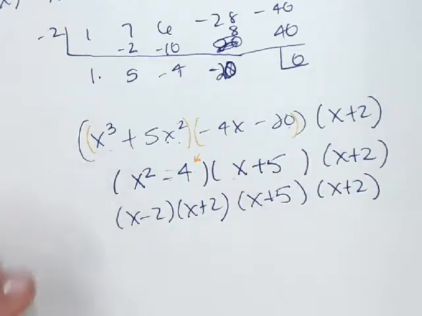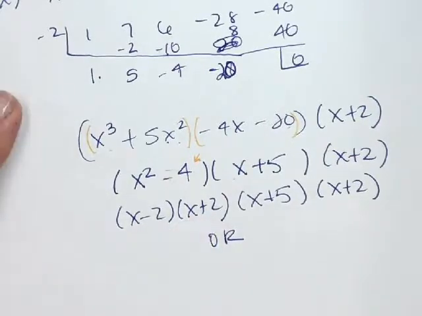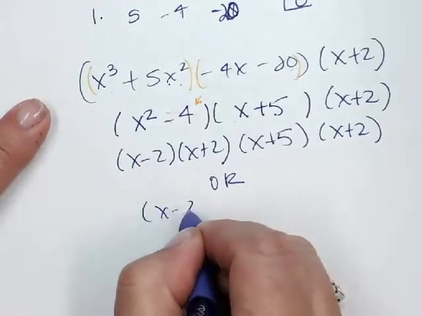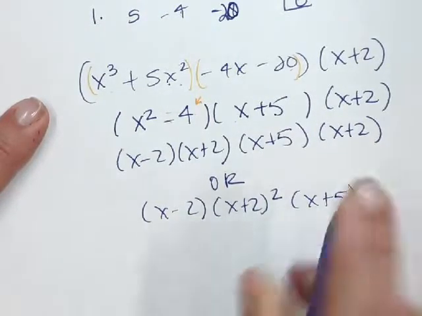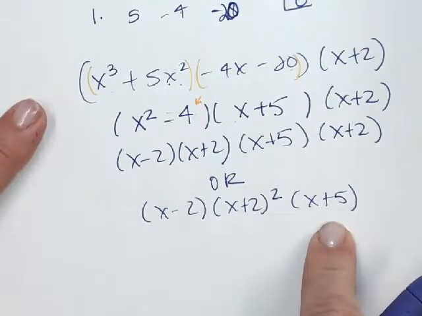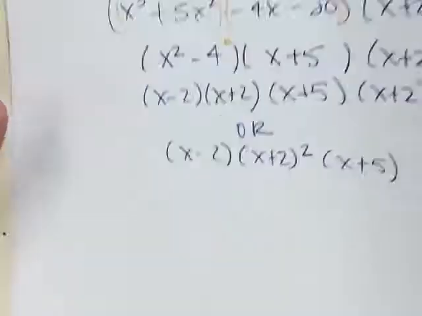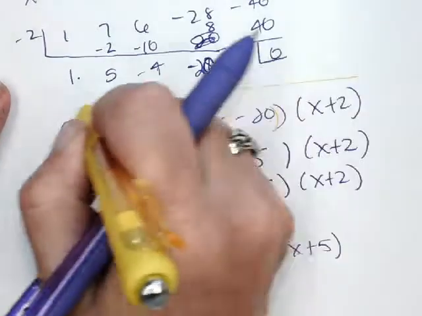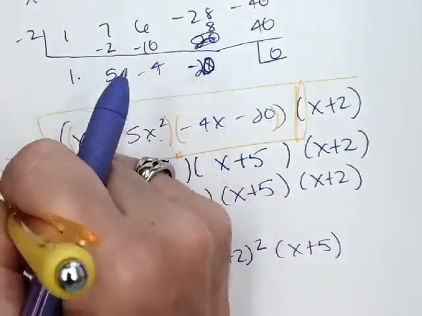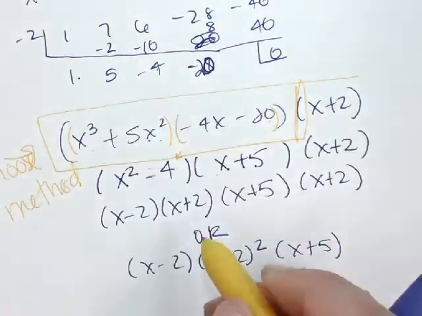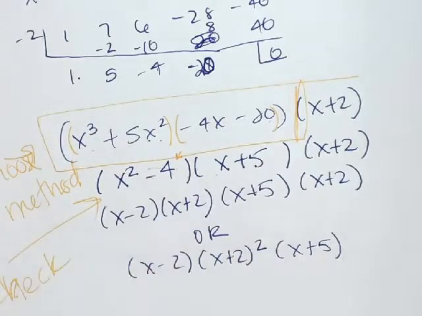And that's my answer. Or, since I have 2 of these little jewels right here, I can do x minus 2, x plus 2 squared, and x plus 5. And the order that you put these in does not matter. Okay, so here's where you've got to choose your method. And then check it and make sure that you can't do more.